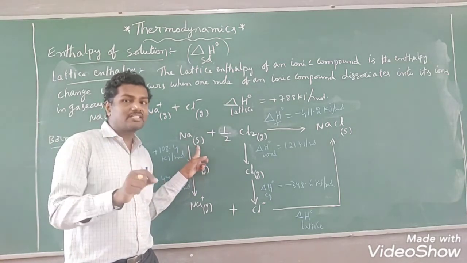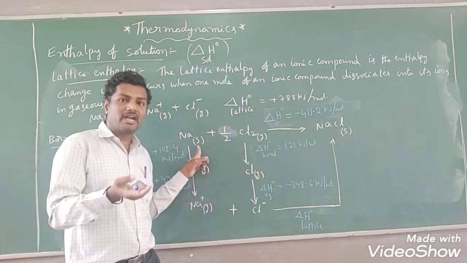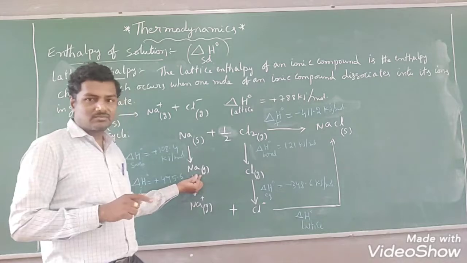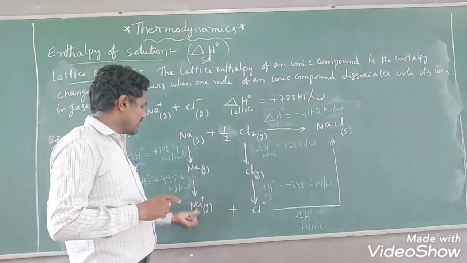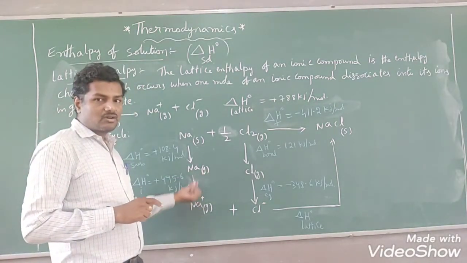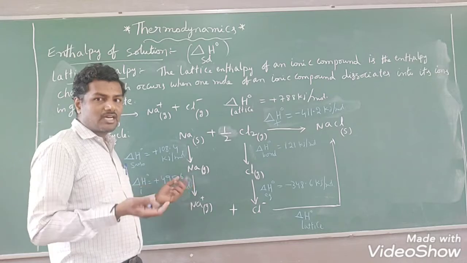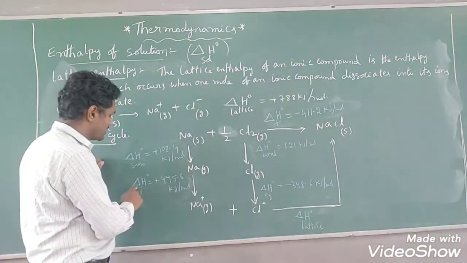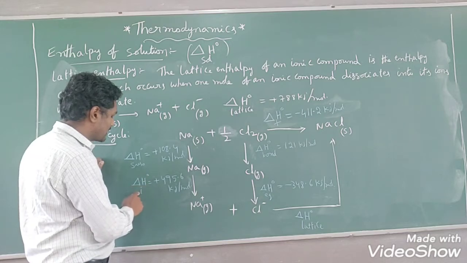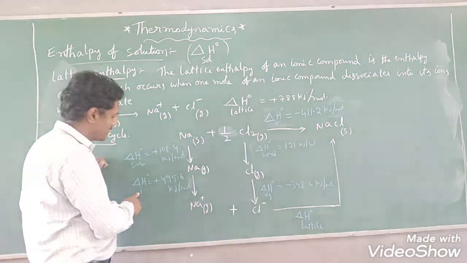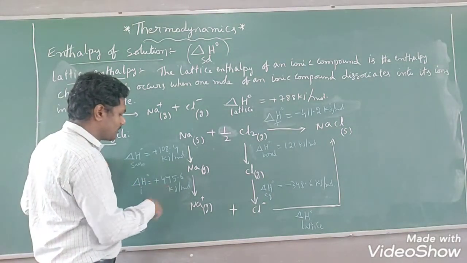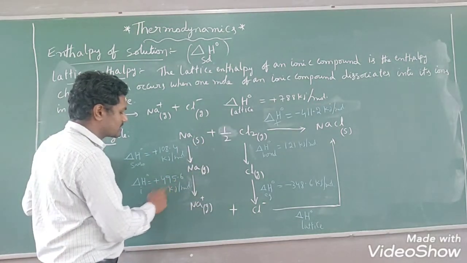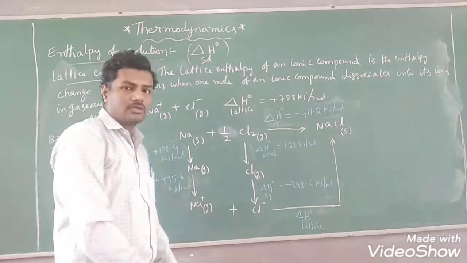What is the meaning of ionization energy? The amount of energy required to remove an electron from an isolated neutral gaseous atom. This is gaseous atom only, right? You can remove one electron, then it will be converting into Na+. So this change in enthalpy we can call as what? Enthalpy change in the ionization energy process, right? So that's why I have taken here delta H0 I. I means ionization energy. What is the value of this? Amount of energy is required, so positive sign. Plus 495.6 kilojoule per mole amount of energy.